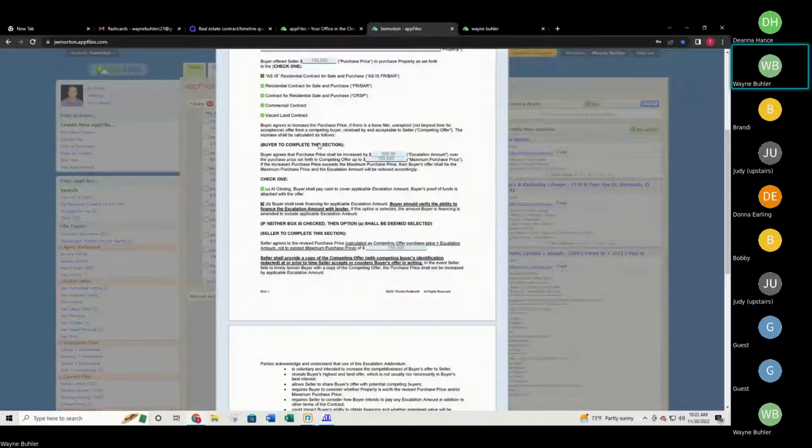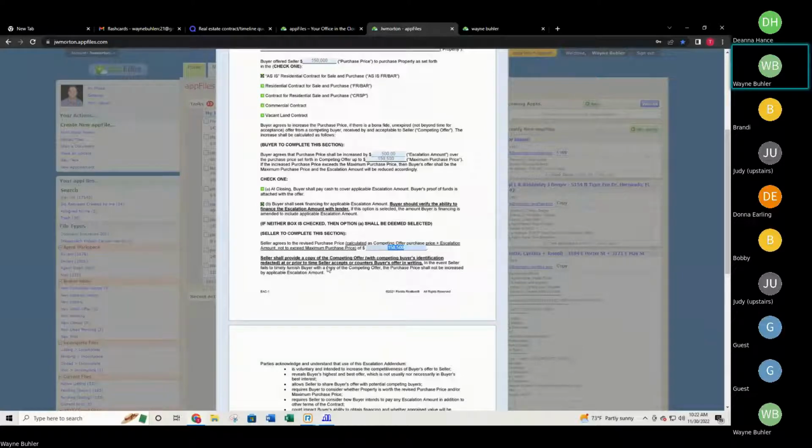So we saw the section completed by the buyer, and again, I'm just relaying what Jim just said. It says seller to complete this section: Seller agrees to the revised purchase price calculated as competing offer purchase price plus escalation amount not to exceed maximum purchase price of 158. So in this scenario, the offer that came in was 158,000. The escalation bumped it up to 158.5.